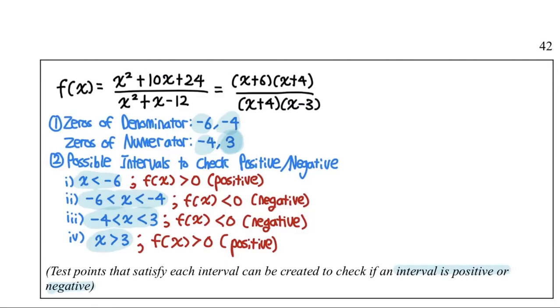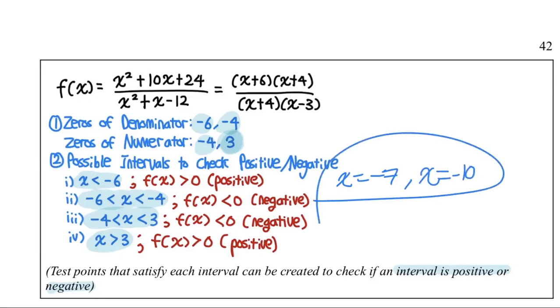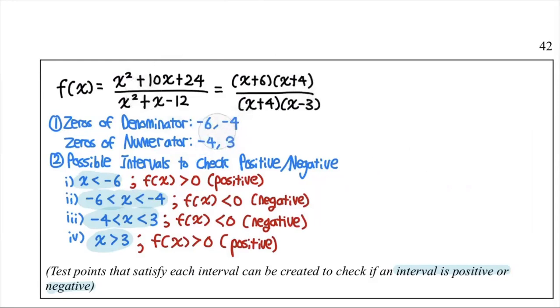So how we're going to work this out is, let's think of one test point that is less than -6. That can be something like x is equal to -7, x is equal to -10. These are all test points that are less than -6. Then we're going to plug these points back into our function. If we do so, we will be getting that f of x is greater than 0. So by plugging in test points, we can conclude that in this first interval, x is smaller than -6, our corresponding function values would be positive.